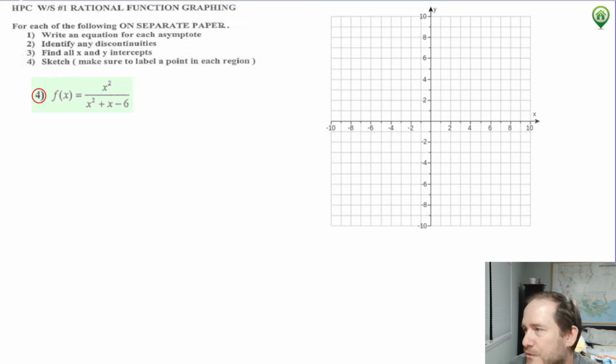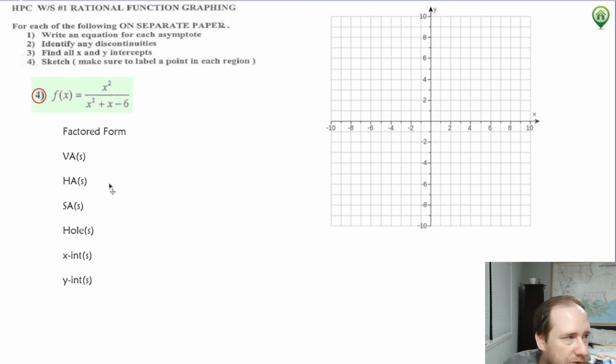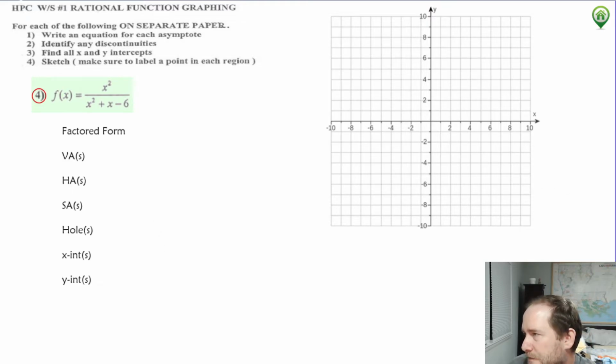All right. Step 1, as usual, is going to be to factor. So let's just pull this out right now. We know the first thing to do is find our factored form. The numerator is not factorable, so just bring that down, x squared. The denominator looks factorable to me. It's probably an x plus 3 and an x minus 2.